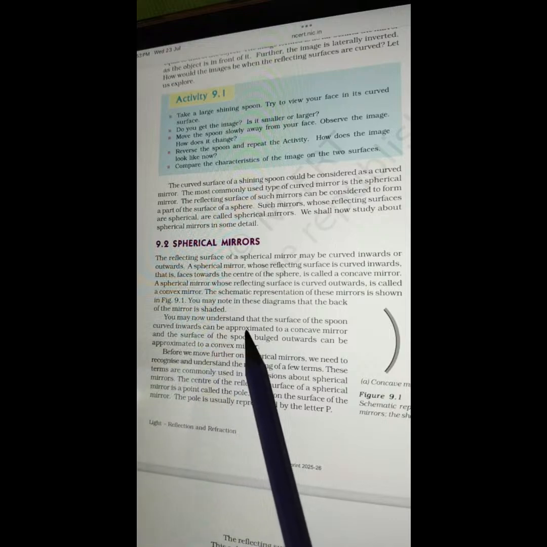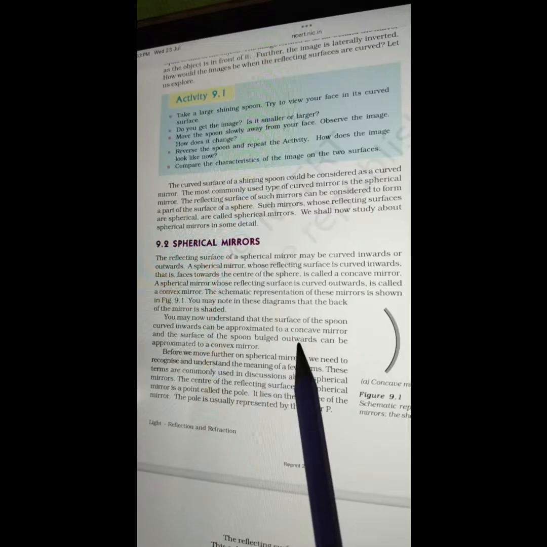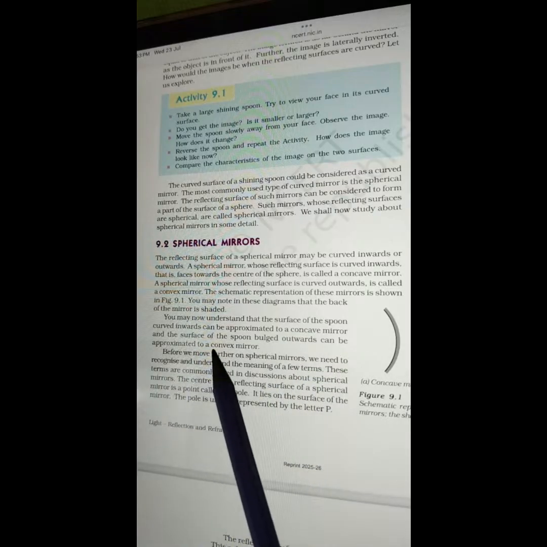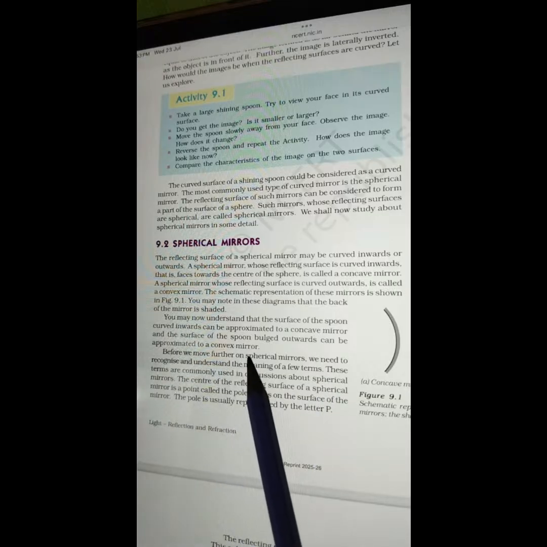You may now understand that the surface of the spoon curved inwards can be approximated to a concave mirror, and the surface of the spoon bulged outwards can be approximated to a convex mirror.